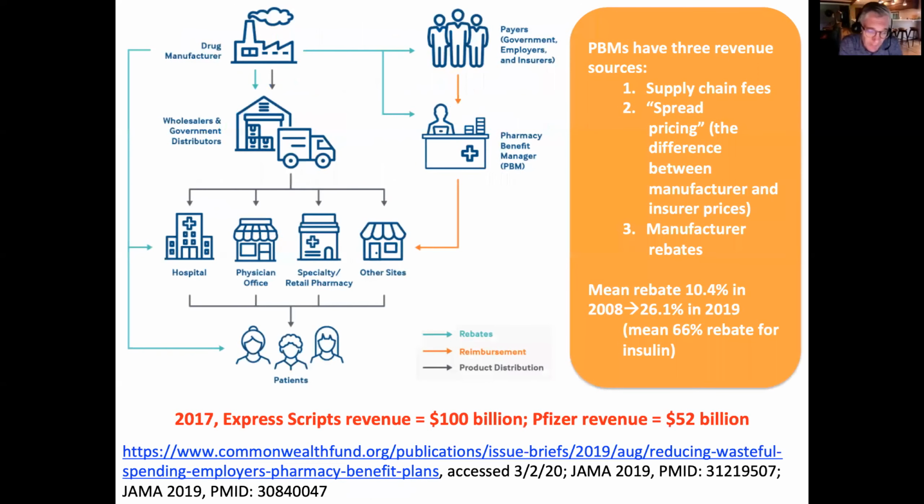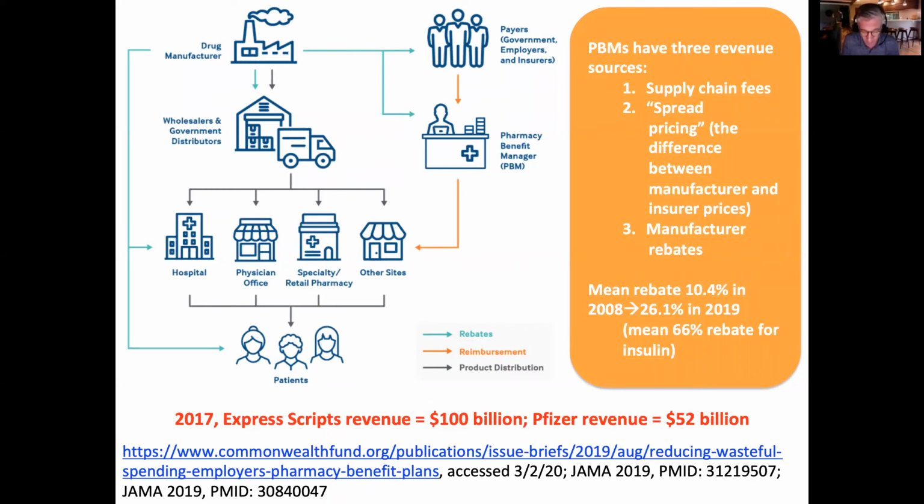But let's not pick solely on drug companies, right? My goal here is not to turn this into some circular firing squad. My goal is to present a multifaceted view of this. So drugs have to get from the manufacturer out to the consumer in some way. And since the late 70s, early 80s, we've done this for about half of the drugs that are prescribed through pharmacy benefit managers.